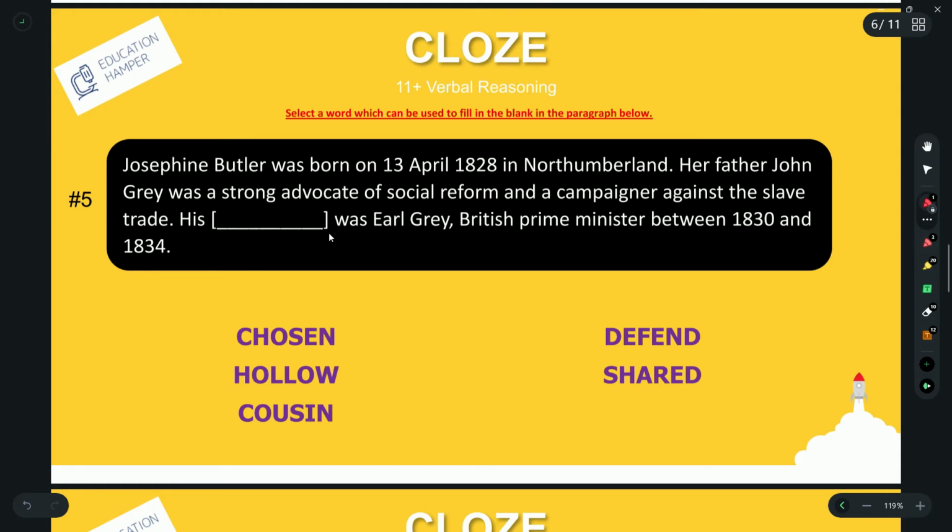And when it says social reform, maybe there's a governmental aspect to what he was doing. His blank was Earl Grey, British Prime Minister between 1830 and 1834. So it's a little bit difficult to think of what this could be. Maybe whoever the British Prime Minister was related to John Gray in some way. So let's see if that's something we can think about once we read the context of this.